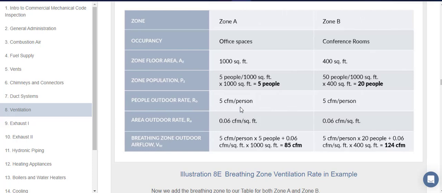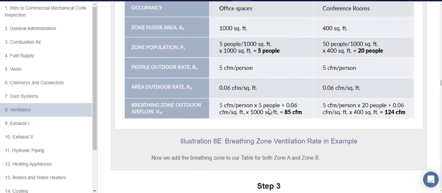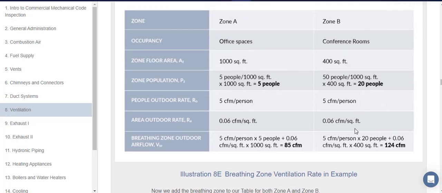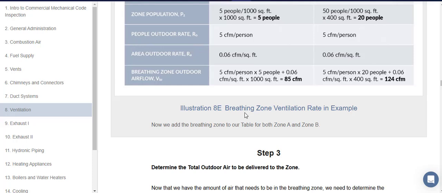People outdoor rate, 5 CFM per person. Area outdoor rate, Ra, 0.06 CFM per square foot. Breathing zone outdoor airflow: 5 CFM per person multiplied by 5 people plus 0.06 CFM per square foot multiplied by 1000 square feet equals 85 CFM. And here also, same for zone B, the conference room. Illustration 8E, breathing zone ventilation rate in example. Now we added the breathing zone to our table for both zone A and zone B.